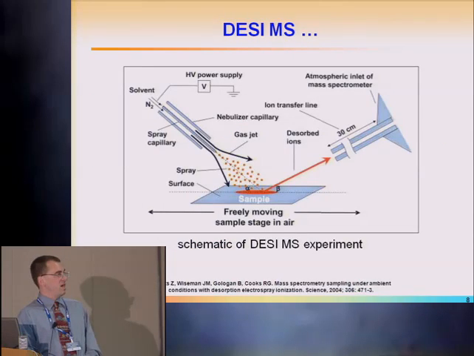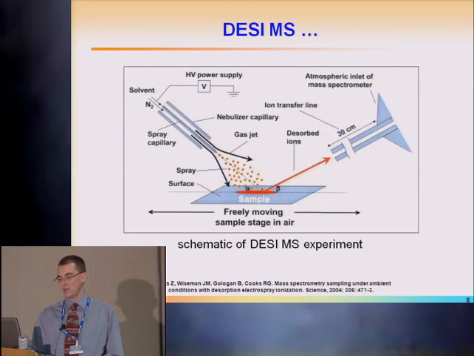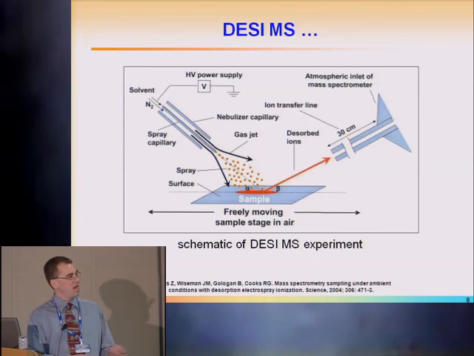To start with DESI MS, Professor Cooks, who is here in the audience, is the inventor of this technique where you have the tissue placed on a carrier and you have an electrospray basically ablating the ions of interest that are then detected by the mass spectrometer, and you move the stage to get your X and Y positions.